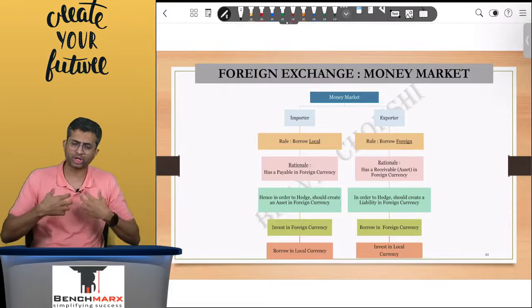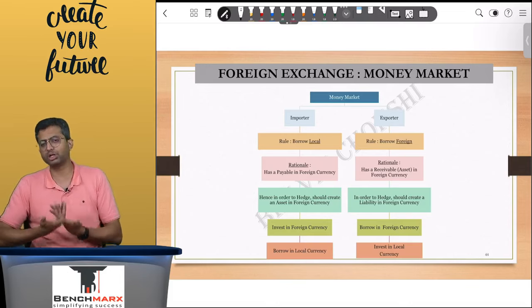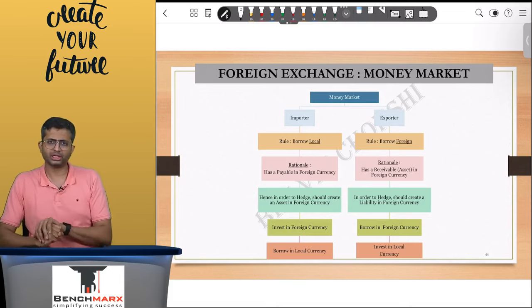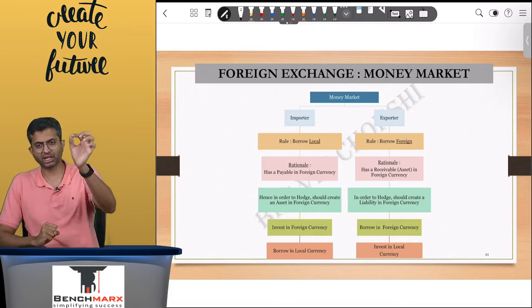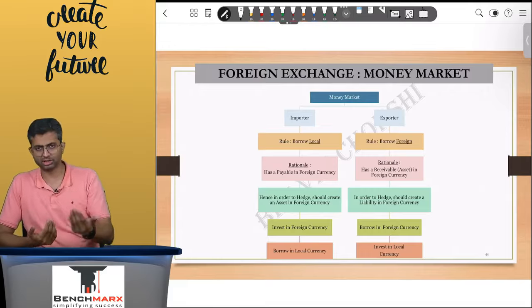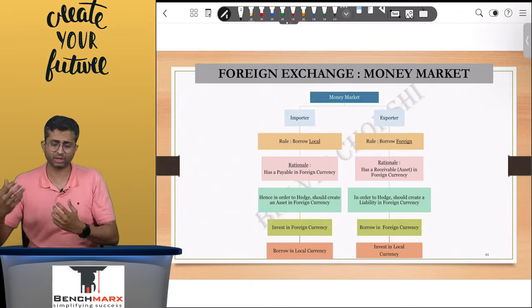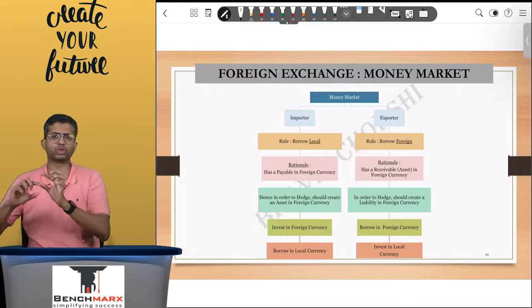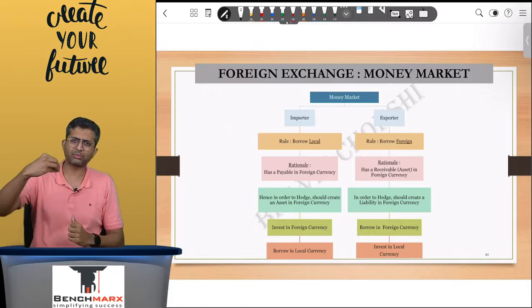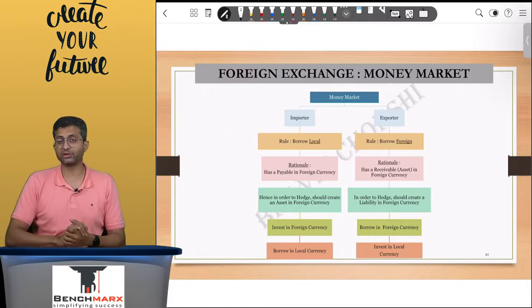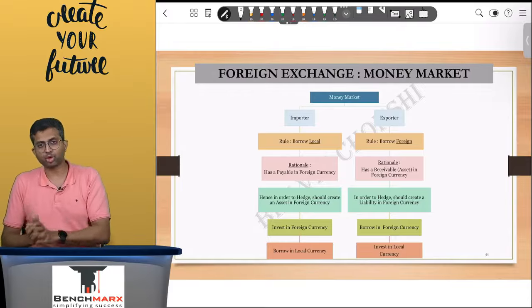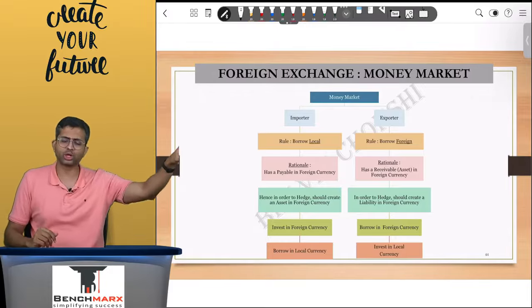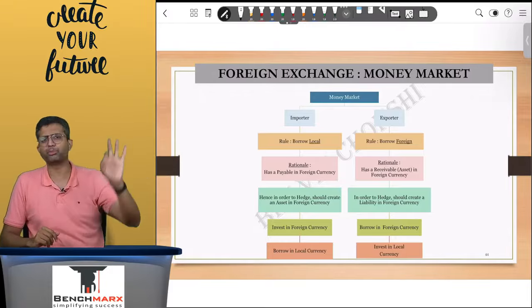So if I want to protect myself, I will have to create a liability in the foreign currency. So I will borrow in the foreign currency in such a way that after, let's say, 1 year, whenever I'm going to receive the money, the amount is exactly equal to what I'm going to receive. So I will receive the money and repay that borrowing in the foreign currency. But the amount that I've borrowed in the foreign currency, I'll convert it into the local currency at today's spot rate and then deposit it.